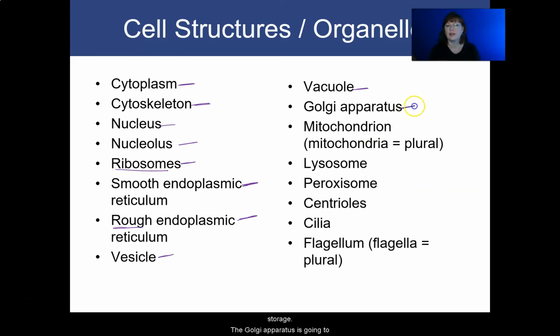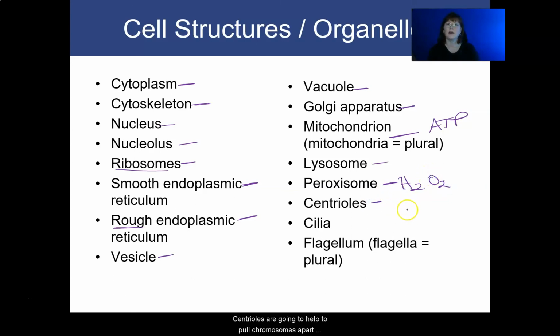The Golgi apparatus is going to kind of modify and repackage things that are made by the ER. The mitochondria are going to produce ATP. Lysosomes have enzymes in them to digest and break things down. Peroxisomes break down different types of toxins, in particular hydrogen peroxide, or H2O2.